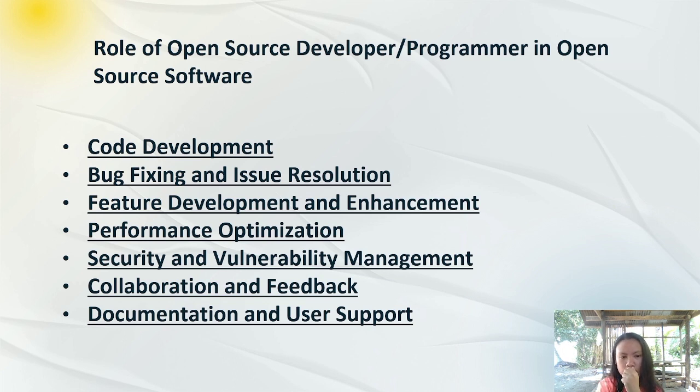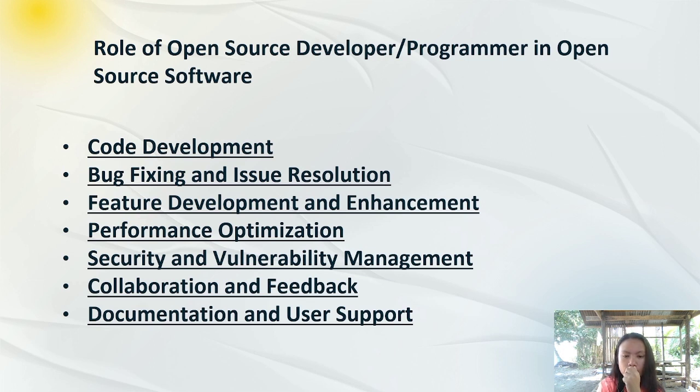Next is bug fixing and issue resolution. Open source developers actively participate in identifying and resolving bugs and issues reported by users or discovered during testing. They analyze problem reports, debug the code, and propose fixes or workarounds. Their efforts contribute to enhancing the stability and reliability of the software.